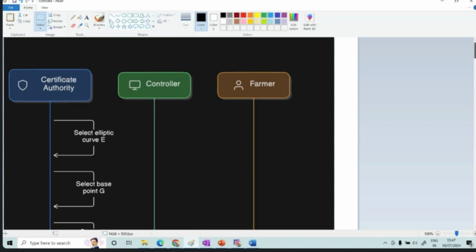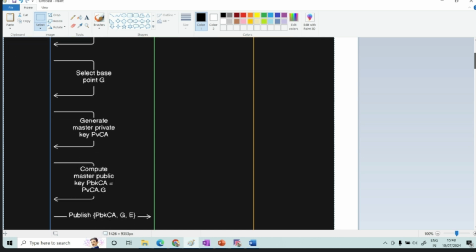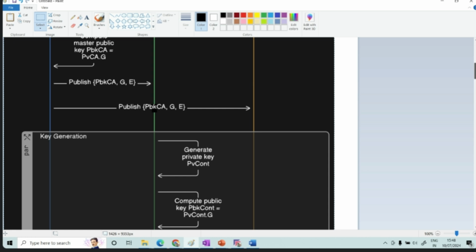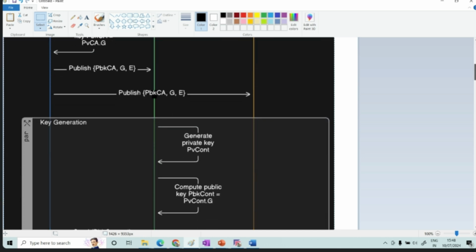See, so now you can see the certificate authority selects the elliptic curve, selects the base point, generates the private key and computes the master public key. Then it publishes the parameters and sends the parameters to the controller and the farmer.